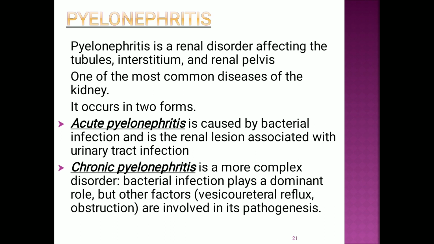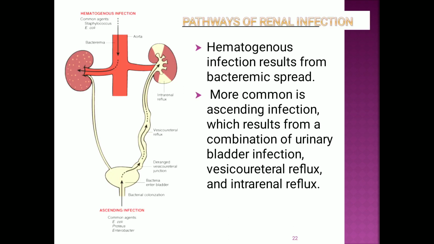Pyelonephritis. It is a renal disorder affecting the tubules, interstitium, and renal pelvis. One of the most common diseases of the kidney. It occurs in two forms, acute and chronic. Acute is caused by bacterial infection and is a renal lesion associated with UTI. Chronic pyelonephritis is a more complex disorder. Bacterial infection plays a dominant role, but other factors, vesicoureteral reflux and obstruction, are involved in its pathogenesis.